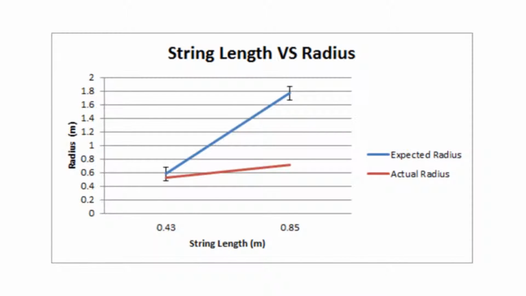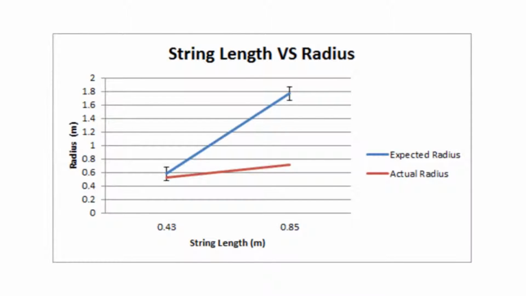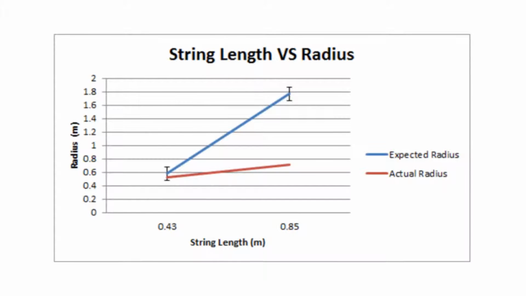Some ideas we have for future investigations would be to see if the mass affects the radius of the path taken and if the string length affects the rotational velocity.